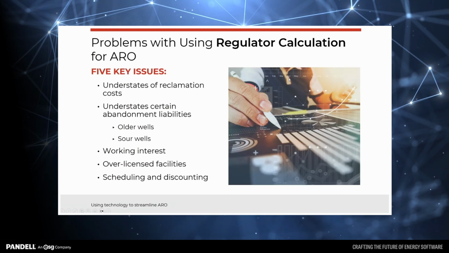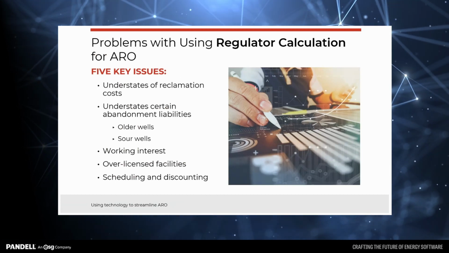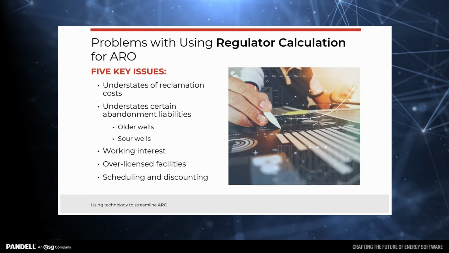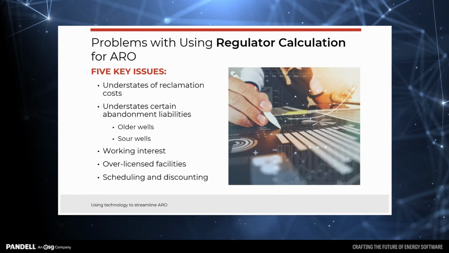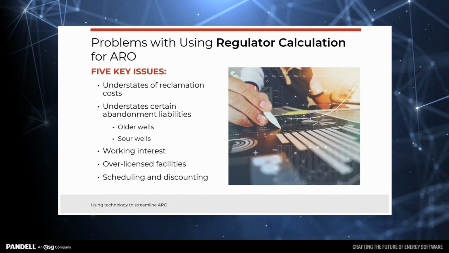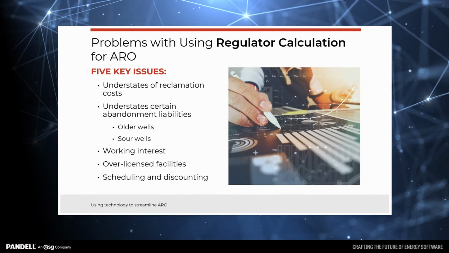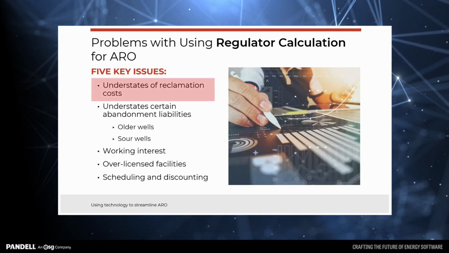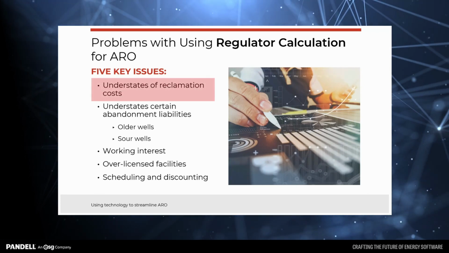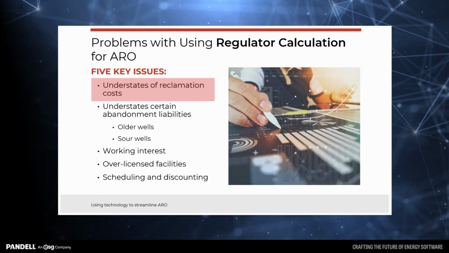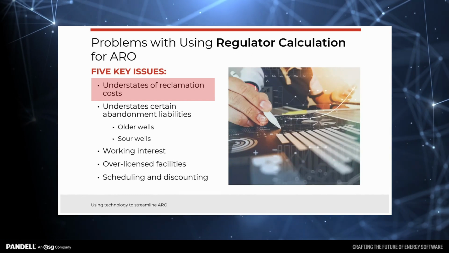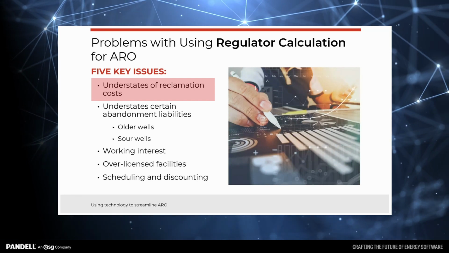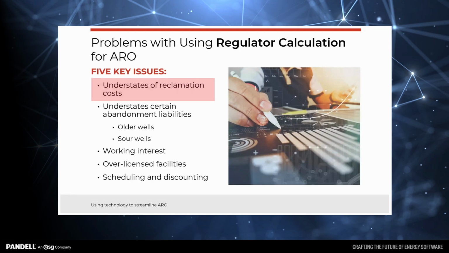So the other thing that we've seen used other than spreadsheets is actually using the regulator's calculation. So just pulling it from the DDS system and presenting that as your ARO calculation. This is going to have 5 key issues. One is that it's going to understate your reclamation costs. We now understand that the AER does not add in a remediation cost to their reclamation. So that's going to significantly undervalue the cost of your reclamation.